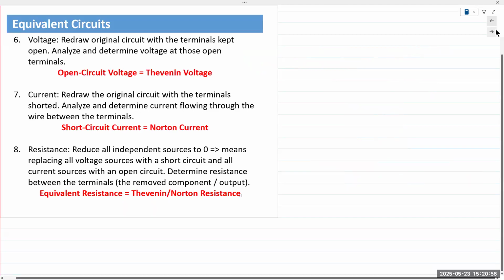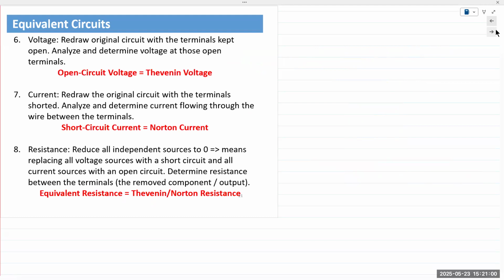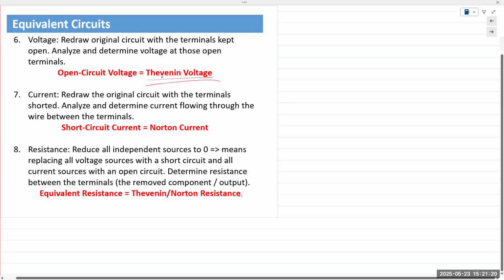All right, so 3 circuits. How do we determine the 3? Now, how do we set up the circuits? The whole point is setting up the circuits. That's the most important thing: how do we set up the circuits so we can analyze them? Well, for Thevenin voltage, we don't have to do anything. We have a circuit, we have our terminals of analysis. We simply determine the voltage between those 2 terminals.